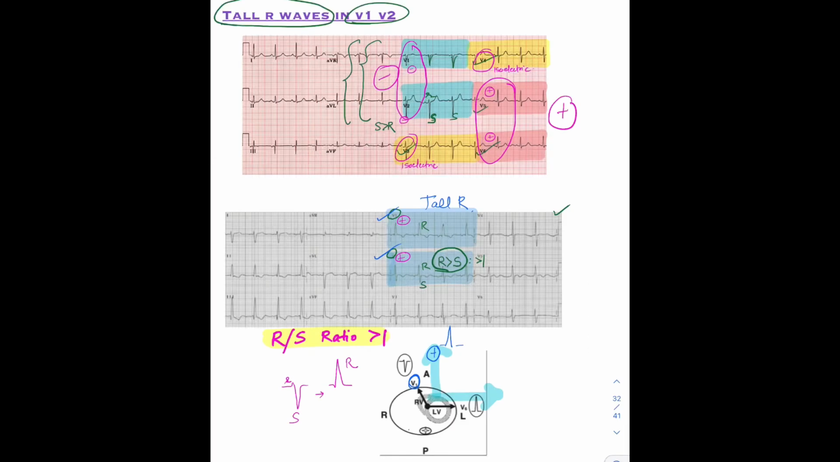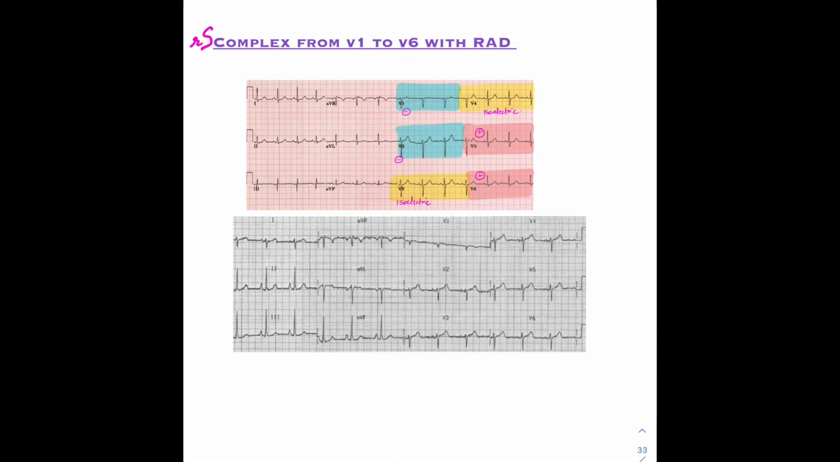Okay, and all of this happened because of the shift of the vector towards the right side. Okay, so coming on to the next concept, which is the presence of the RS complex from V1 to V6 along with right axis deviation. Now, what is an RS complex? If you look at this abnormal ECG, which is representing the RVH, and we scan through the leads V1, 2, 3, 4, 5, 6, you will see that we are having RS complexes.